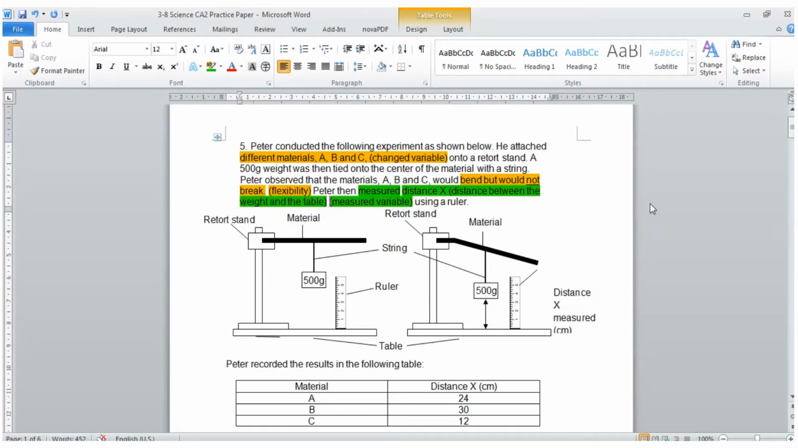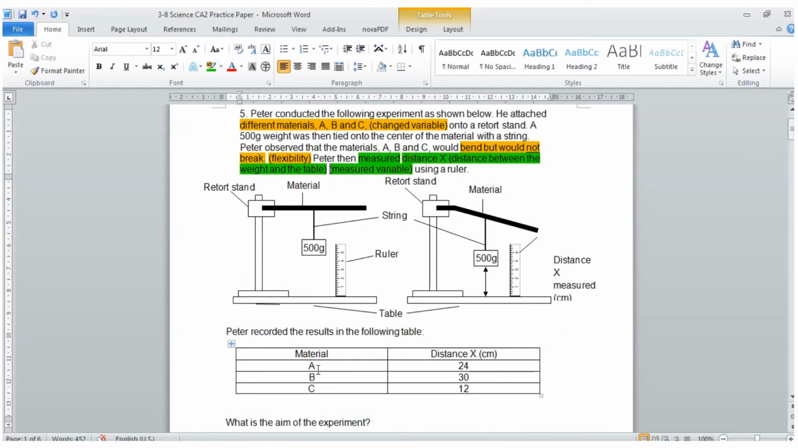Now, let's take a look at the experiment first. So you know there's different materials, you put the same amount of mass and you measure the distance between the weight and the table. And it is being recorded down here. As you can see here, material A, distance is 24, material B, distance is 30, material C, distance is 12.